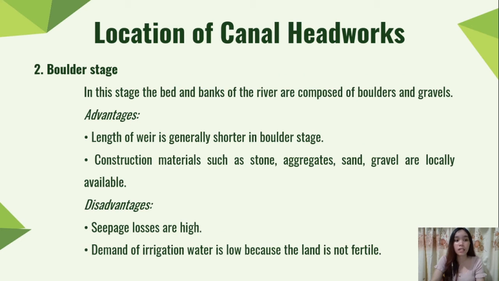Then the second stage is the boulder stage. In this stage, the bed and banks of the river are composed of boulders and gravels. The advantage is that the length of the weir is generally shorter in the boulder stage, and construction materials such as stone, aggregate, sand, and gravel are locally available. The disadvantages are that seepage losses are high and the demand for irrigation water is low because the land is not fertile.